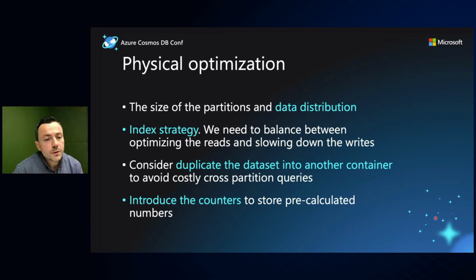The third important item would be the possibility to duplicate the same data set into different containers. That is especially important when we have cross-partition queries which are not well served by the index. In such a case, we would need to duplicate this into another container so that the appropriate queries will use the partition key. And the last one, we review the possibility of introducing counters to avoid aggregated queries.